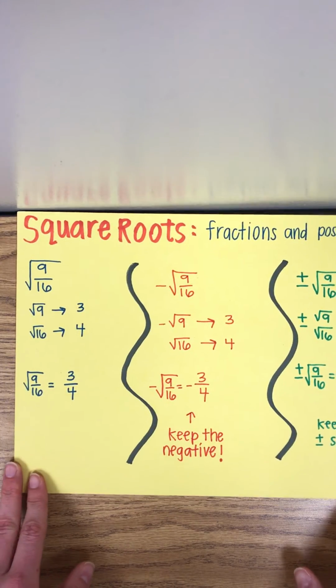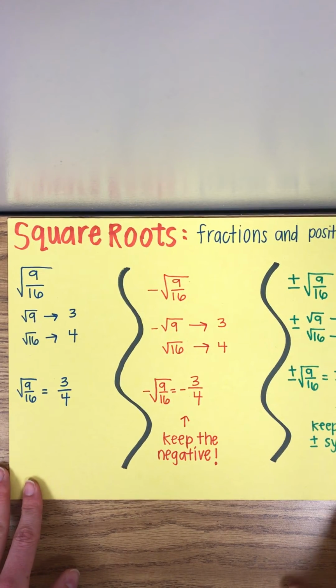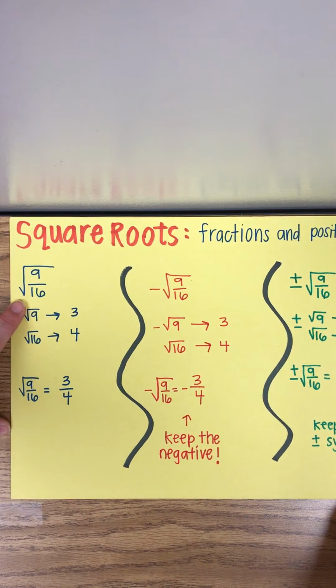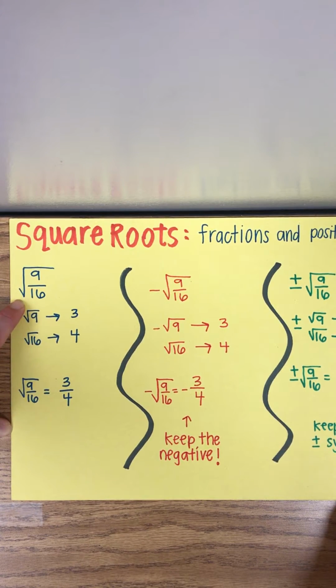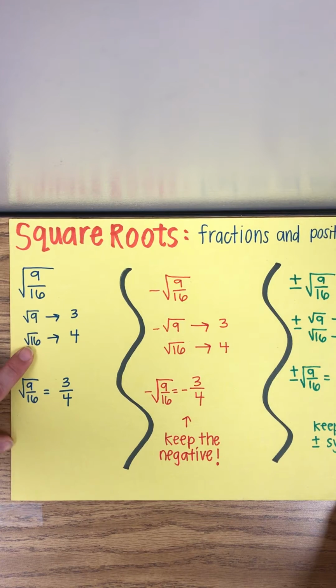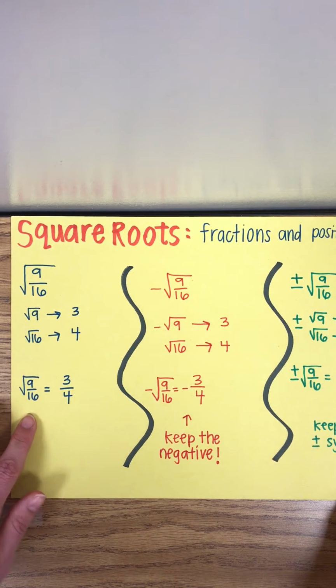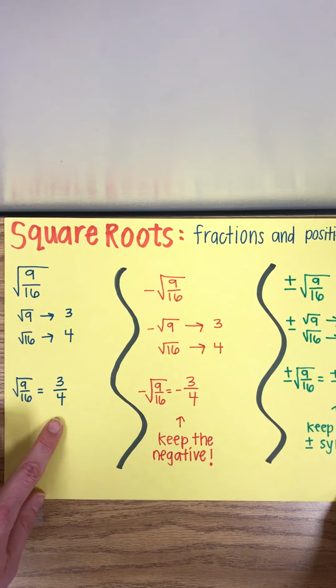Sometimes square roots can come in the form of fractions. You're still going to solve this the same way. Take this example for instance. We have the square root of 9/16. All you need to do is break them up and then put them back together as a fraction. The square root of 9 is 3. The square root of 16 is 4. So that means the square root of 9/16 is 3/4.